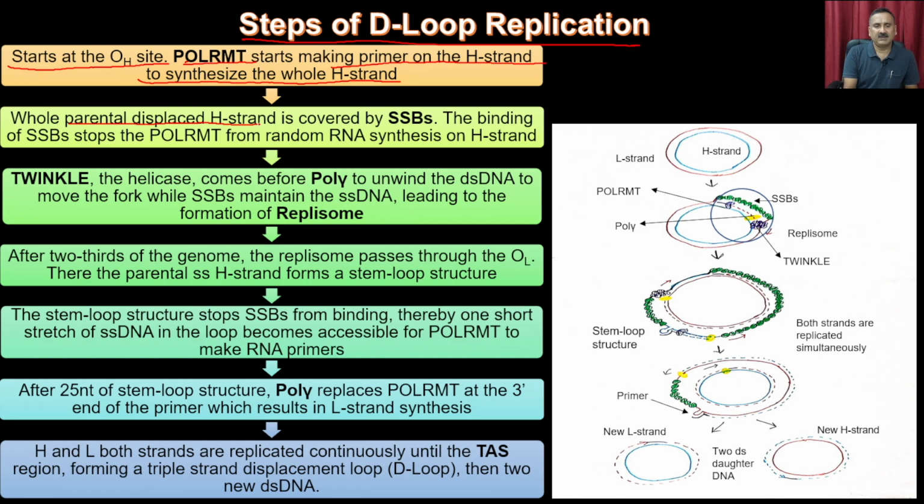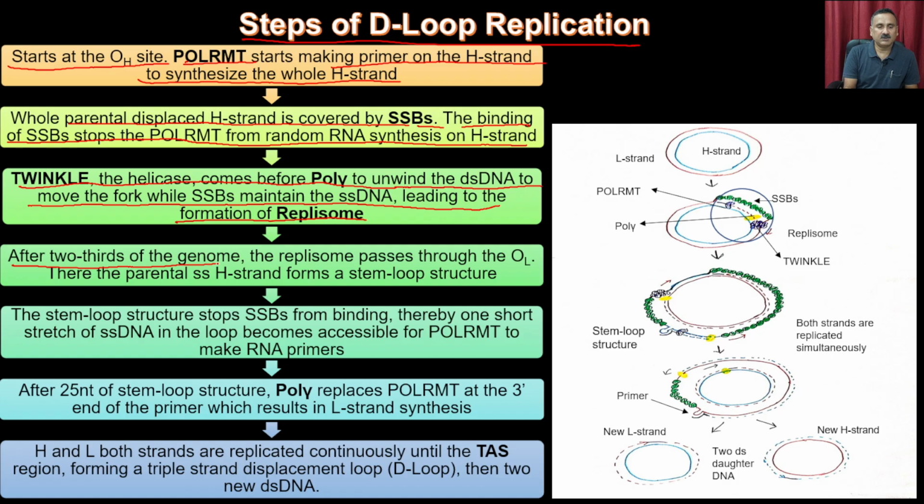The whole parental displaced H strand is covered by the single stranded DNA binding protein. The binding of the SSB stops pol RMT from random RNA synthesis on the H strand. Then Twinkle, the helicase, comes before pol gamma to unwind the double stranded DNA and move the fork, while the SSB maintains the single stranded DNA, leading to the formation of the replisome. So, the replisome is formed on the DNA strand.